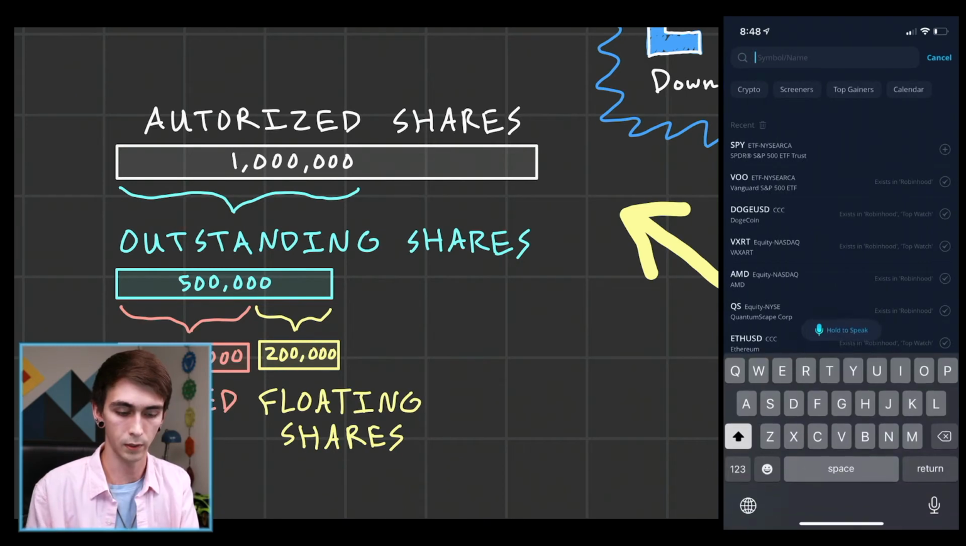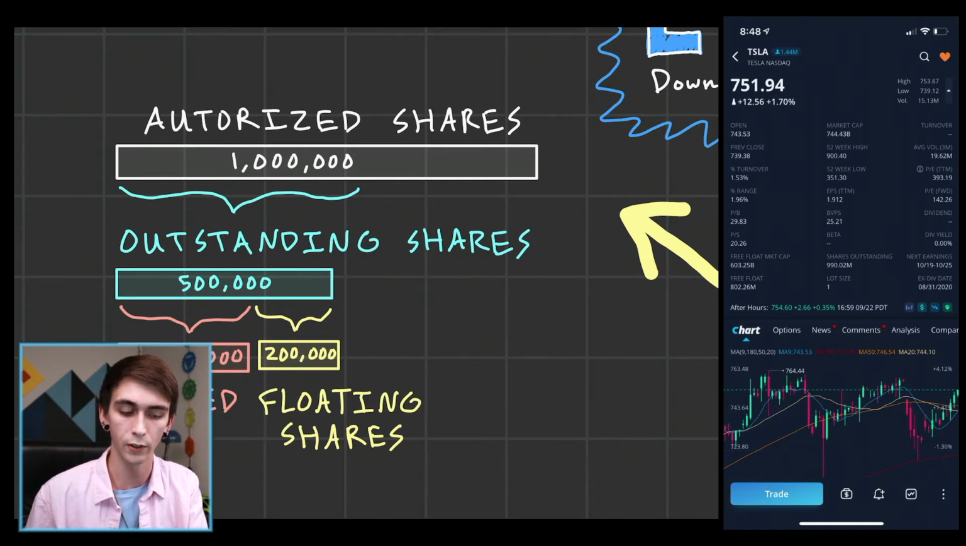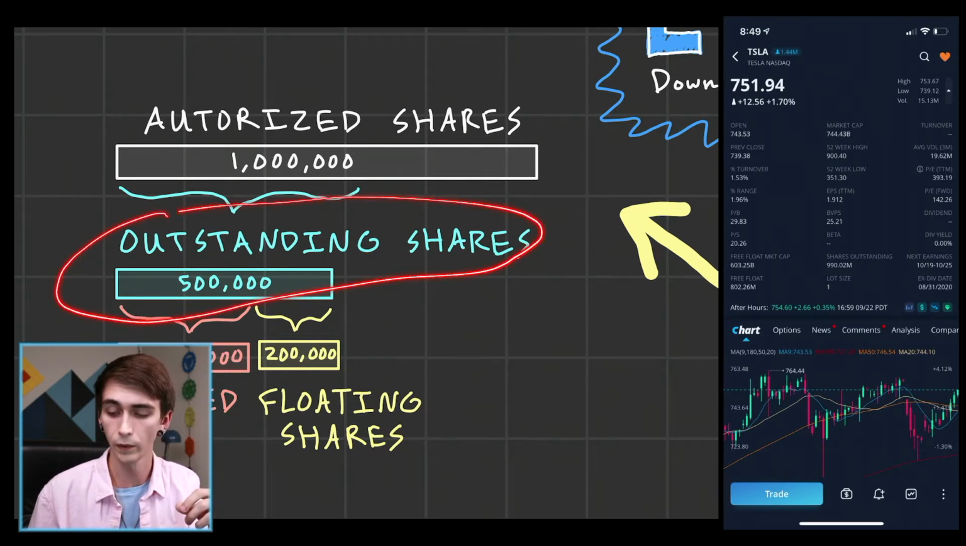So we're just going to type in Tesla. Right here is where you'll see what I'm talking about. Notice all these little numbers at the top where it says open and previous close and market cap and stuff. Notice in the first column, you've got the free float and the free float market cap at the bottom. The free float is telling me that there are 802 million shares available to the public. And right next to that in the next column, if you go one up, it says shares outstanding, and this says 990.02 million. So that's the total amount of shares that I was talking about earlier with the outstanding shares.